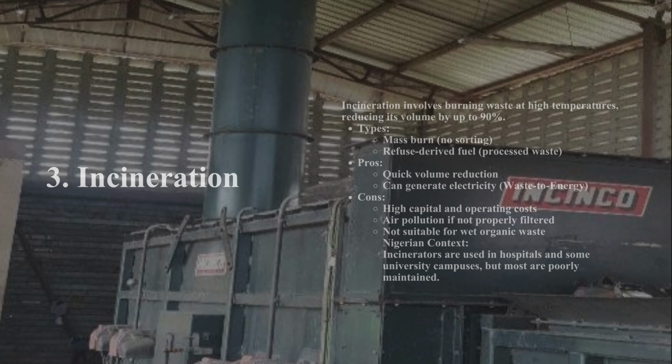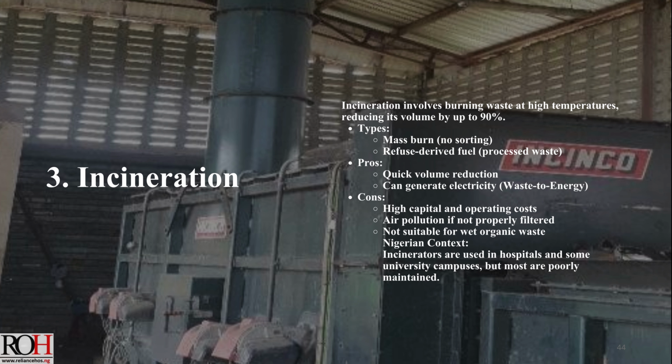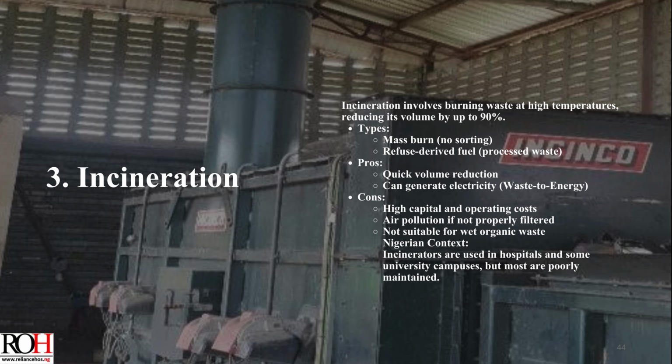3. Incineration. Incineration involves burning waste at high temperatures, reducing its volume by up to 90%. Types: mass burn, no sorting; refuse-derived fuel, processed waste. Pros: quick volume reduction; can generate electricity, waste to energy.